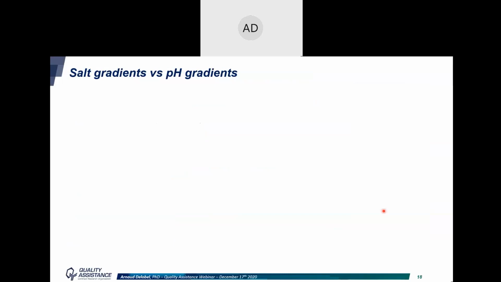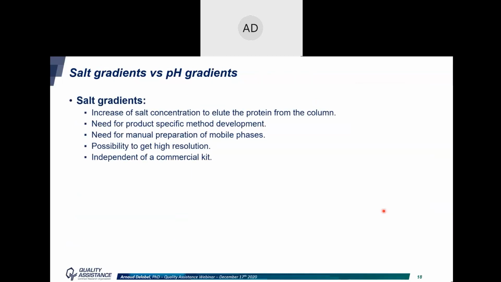So why would you like to use salt gradients versus pH gradients? In salt gradients, as I said, you will increase the salt concentration to elute the protein from the column. Most of the time, you'll need a product-specific method development. You cannot use generic methods for salt gradient separations, especially if you want to have an optimum resolution. You will also need to prepare your mobile phases manually, so it's quite time-consuming and it can be a source of error in the lab. But using salt gradients, you have the possibility to get very high resolution if you optimize your method, and it is independent of a commercial kit.